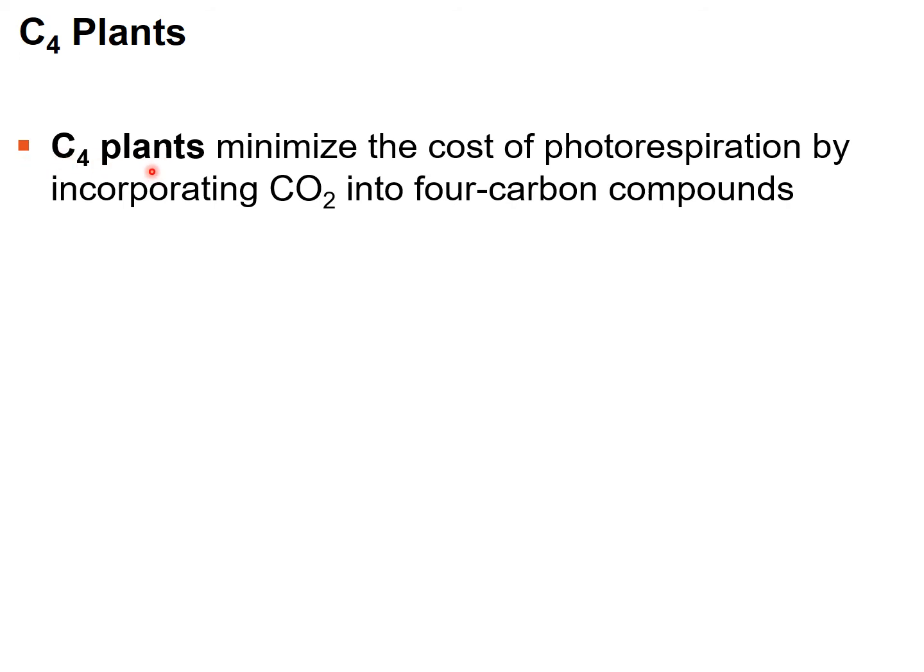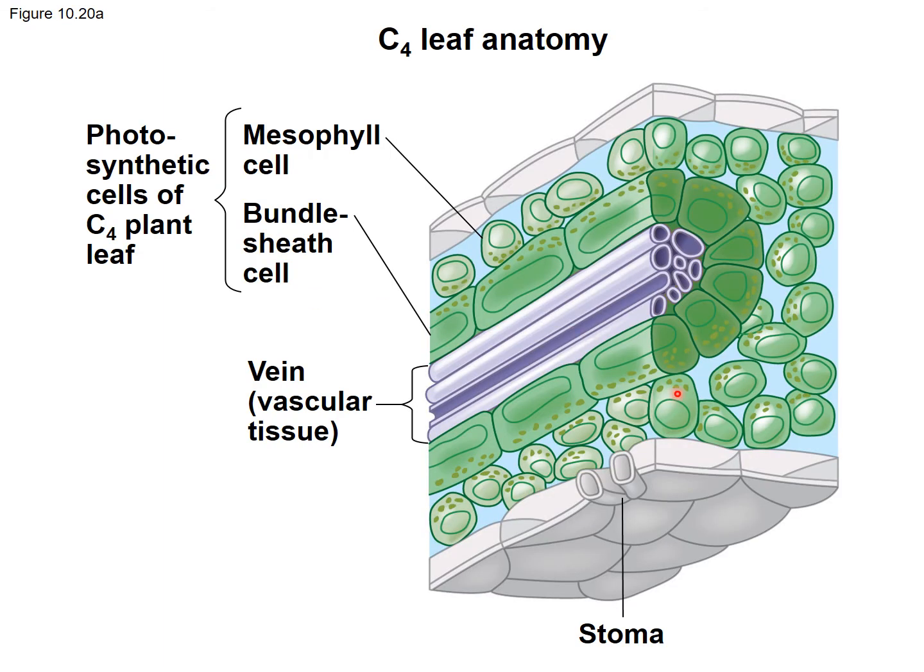Now, it doesn't use Rubisco initially, okay? They have what's called a spatial adaptation. So there are 2 cells involved in the fixation of carbon and then the production of sugar. Spatial means geographical difference, right? So it's separated into 2 types of cells.